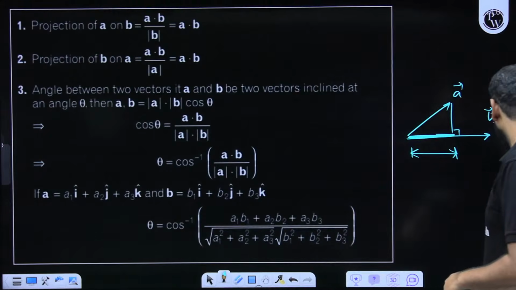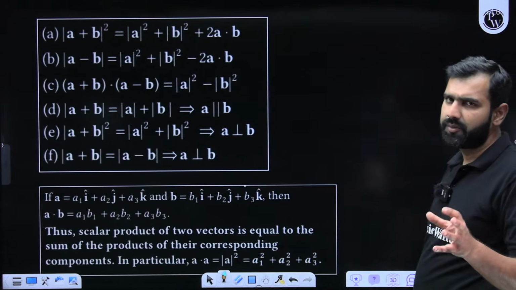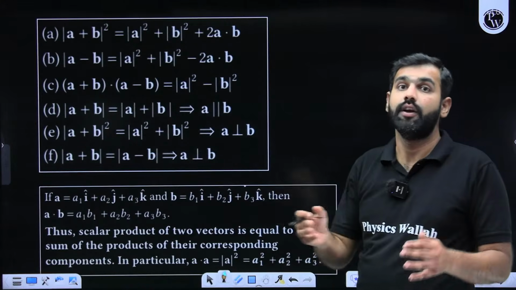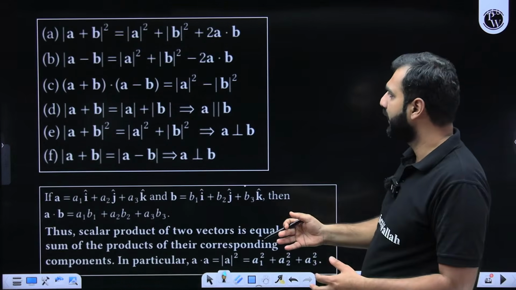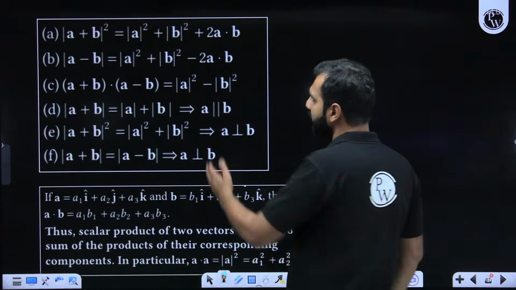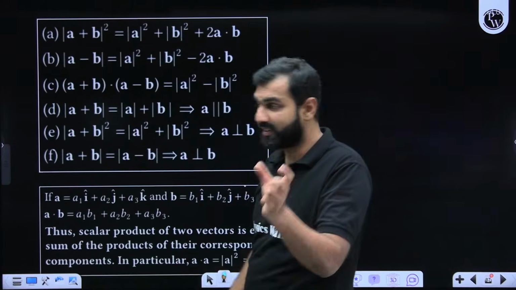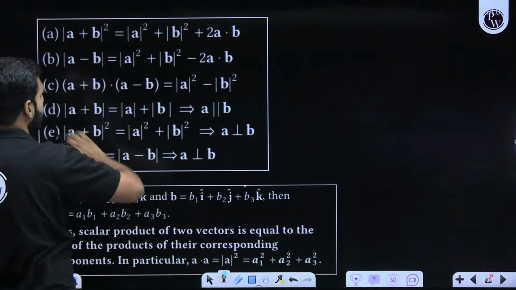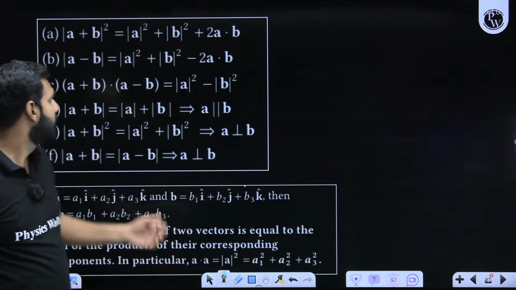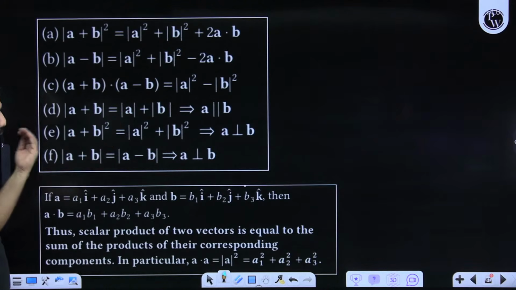Now, moving ahead, these are some simple results which you should remember, because when you solve questions based on vectors, you square them, you subtract them, you multiply them, and these kinds of expressions get formed. How do you deal with them? That's exactly what we are discussing. So mod A plus B whole square can be written as mod A square plus mod B square plus 2 times A dot B. Similarly, these are also there. I hope you must have seen them.